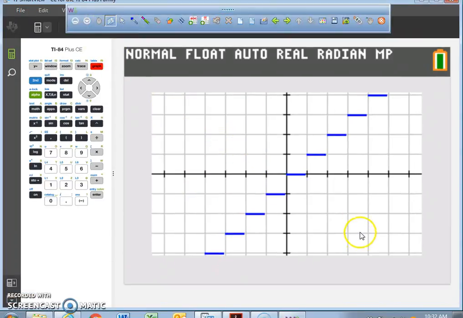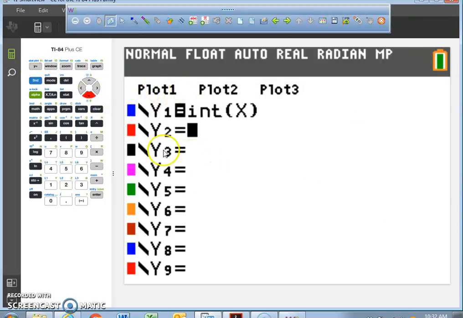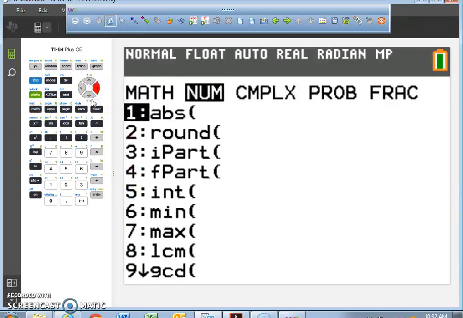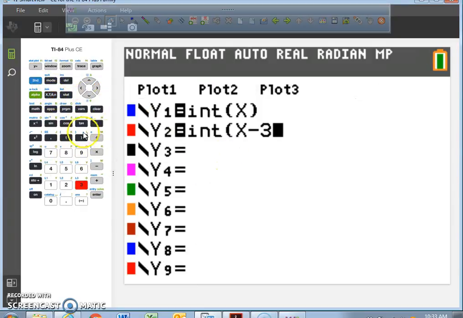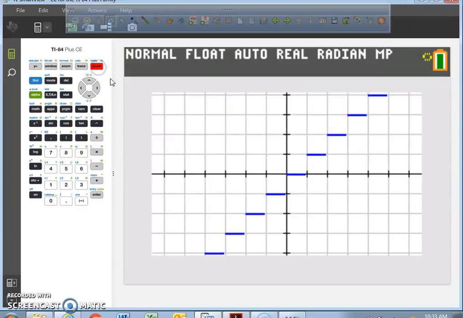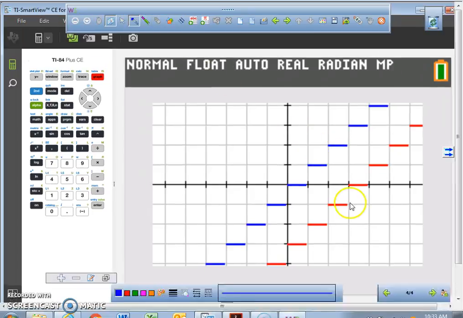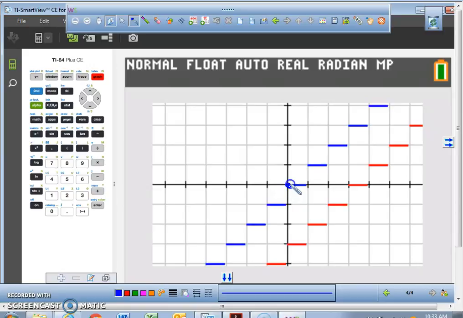Now, this is y equals the greatest integer of x, which is not technically our question for number 5. Look at number 5. In red, I'm going to hit math, right arrow, go down to number 5, and say x minus 3, close the parentheses, and hit graph, and look at the difference between the two. What's the only thing that you see a little bit different? It moved over how many units to the right? 3. You're like, wait a second, it only looks like it moved 2. Technically, it moved 3. Where's our new point? 1, 2, 3 units to the right.